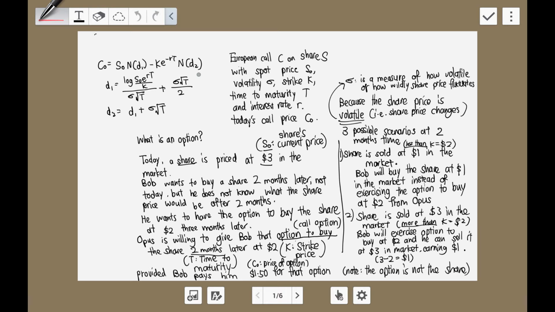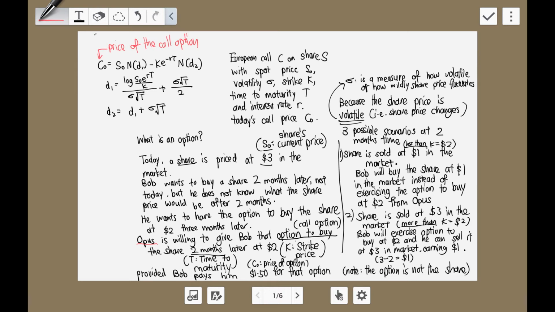In this formula, T is the time to maturity, K is the strike price, and C0 is the price of the call option. Why do we need a price for the call option? Because nobody is going to give you an option for free, because by giving you the option, Opus is taking some kind of risk.